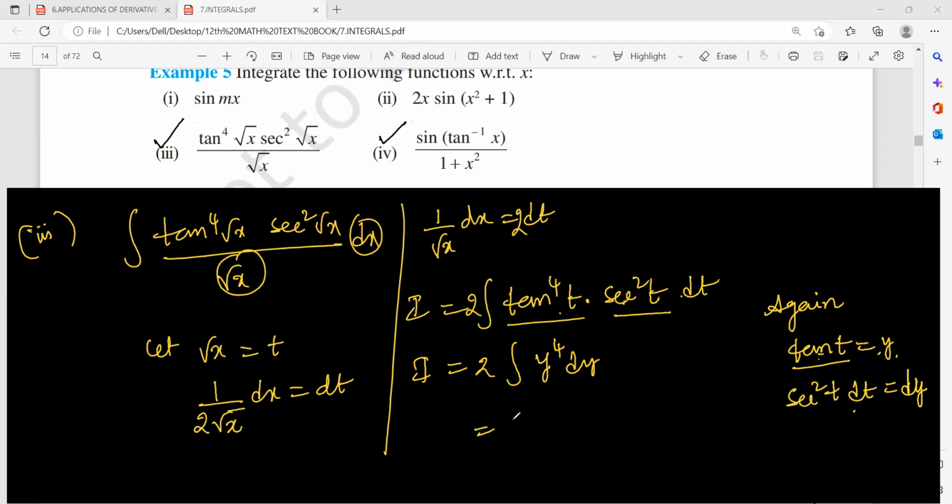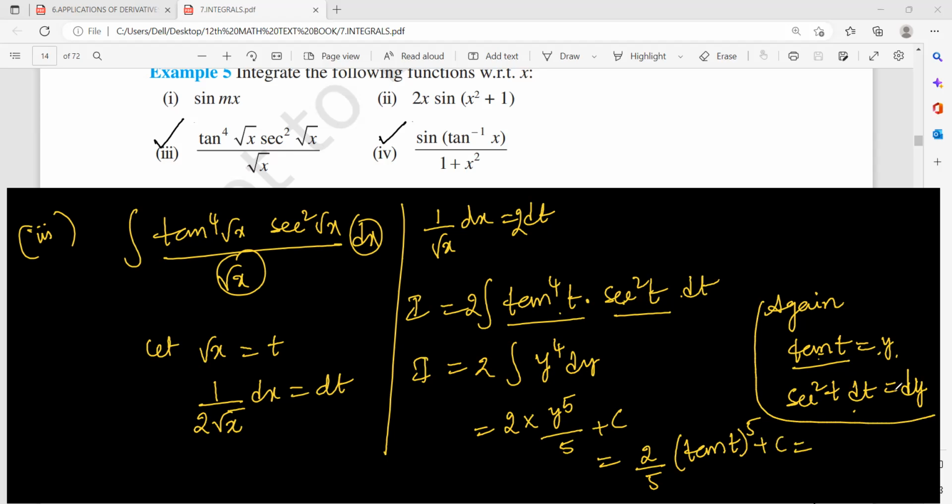You understand? Now this 2 into y power 4 gives y power 5 by 5. Now 2 into 2 by 5 into y power 5. What is y? Y is tan t, so tan t power 5. But what is tan t? Again you substitute. Tan t is tan root x. So 2 by 5 tan root x whole power 5. You understand?